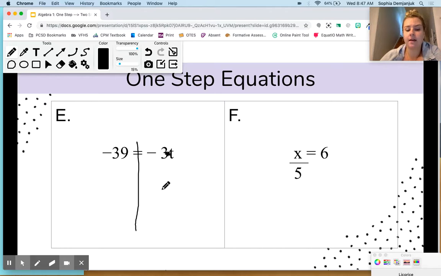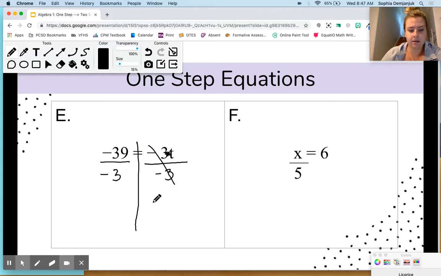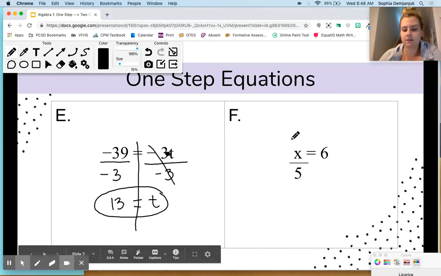So if we're working with inverse operations, we have to think to ourselves, what's the opposite of multiplication? The opposite of multiplication is division. So we're going to divide this negative 3 off of the t. Since we divided it off on the right side, we have to divide it on the left side. Negative 3 divided by 3 cancels out. You have just a t on the right. Negative 39 divided by negative 3 leaves you with a positive 13. Negative divided by a negative turns positive.